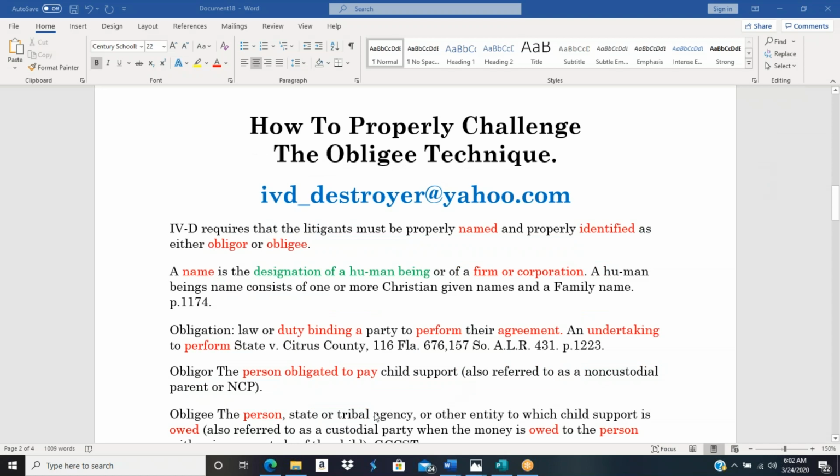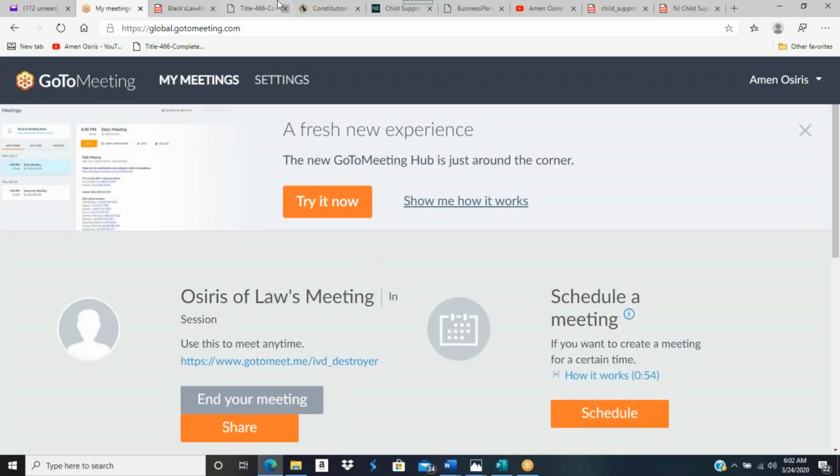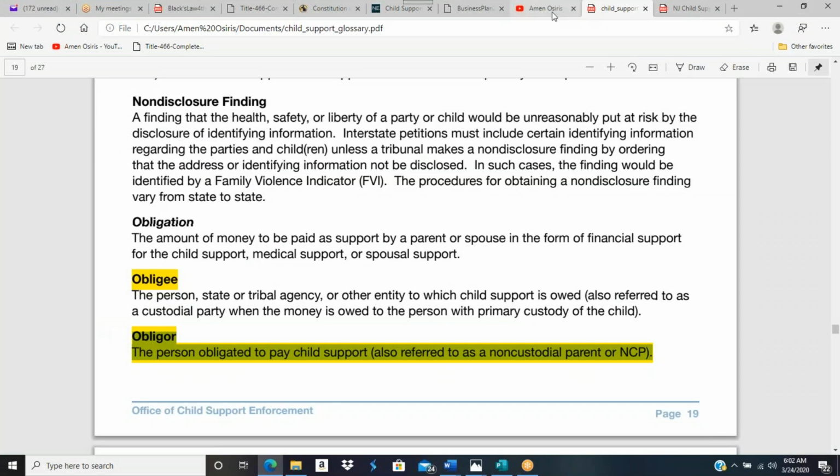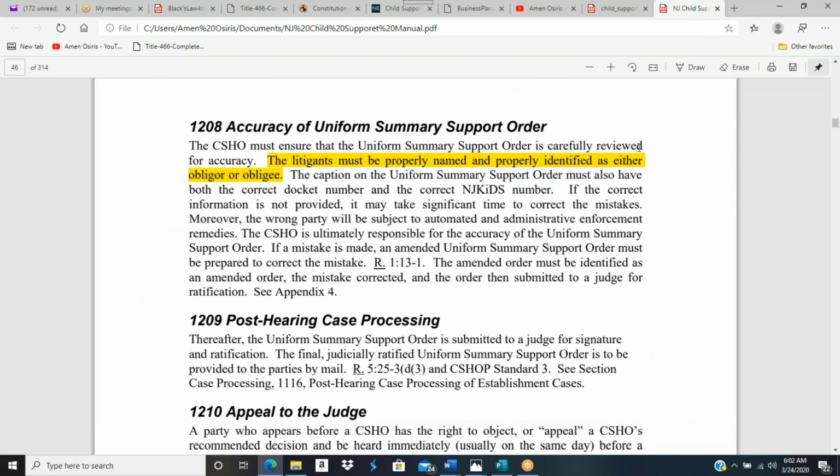Okay. And before I go here, I want to show you. This is the New Jersey Child Support Hearing Officer Program's Operations Manual, Section 1208, Accuracy of Uniform Summary Support Order. The Child Support Hearing Officer must ensure that the Uniform Summary Support Order is carefully reviewed for accuracy. The litigants must be properly named and properly identified as either obligor or obligee.